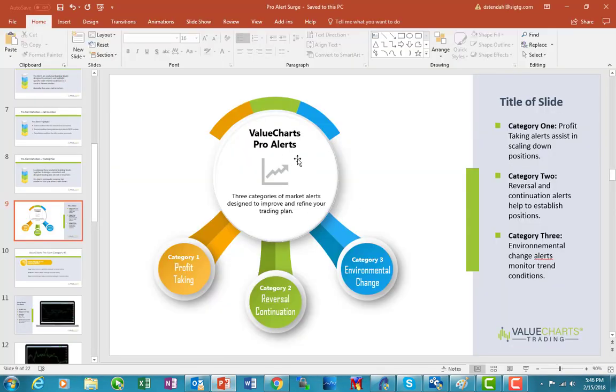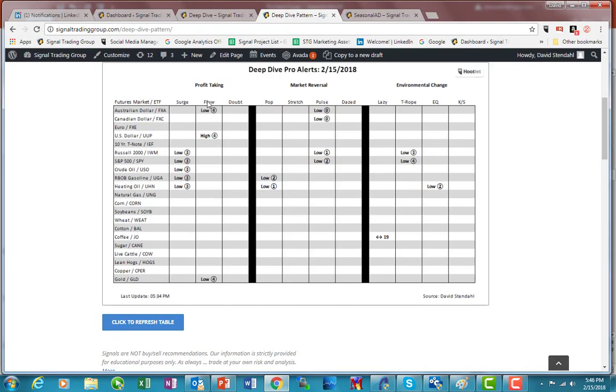Since I'm working on a presentation for the Value Charts Pro Alerts, I just want to point out that what we have are profit taking, reversal and continuation, and environmental change indicators. So there's three separate categories that we always talk about, and when it comes to the profit taking, that's where the flow low comes from. So I'm just going to pop back here and make sure you understand that the header here, profit taking, flow low, we've got reversal, and we've got environmental. Those are the three major things that we're going to look at.